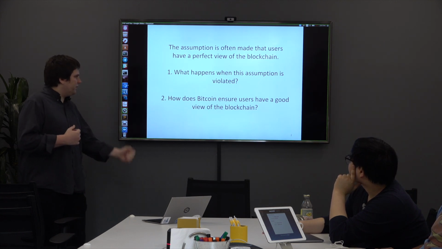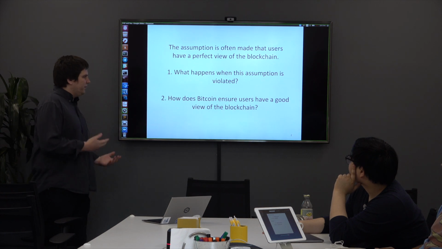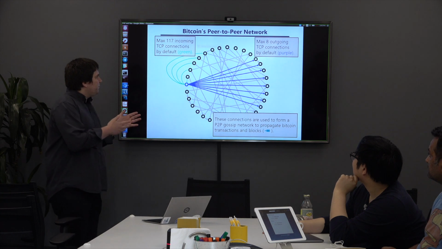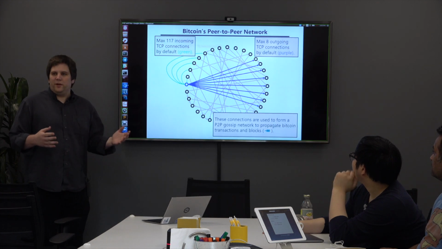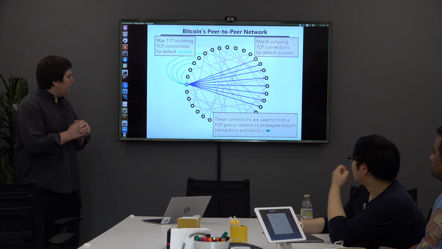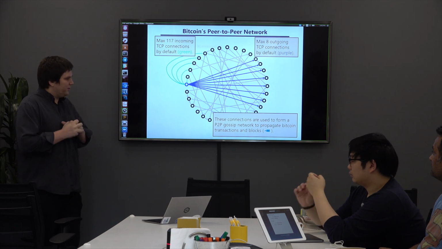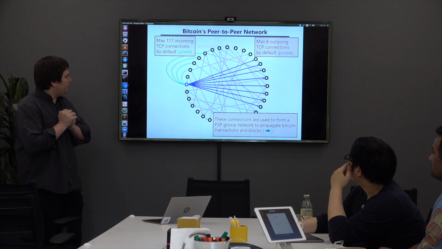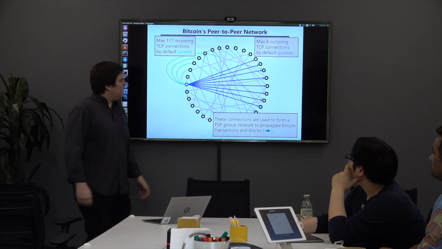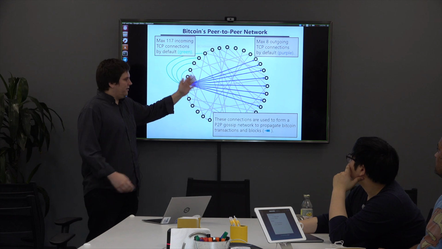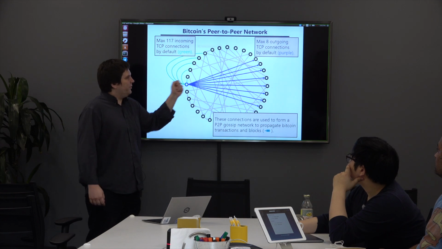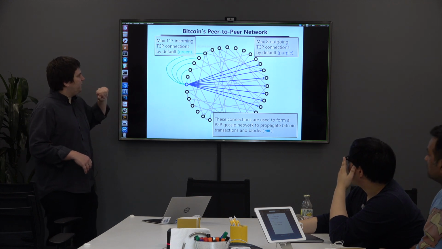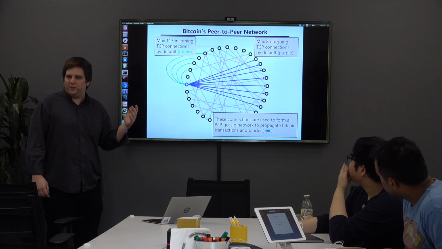And then we're also going to look at how Bitcoin ensures users have a good view of the blockchain. So Bitcoin relies on its peer-to-peer network to do this. And this is a little bit of a generalization, but the way Bitcoin's peer-to-peer network works is that you have around 8, and these are the defaults, outgoing TCP connections to other nodes in the network. And you can accept up to 117 incoming connections.